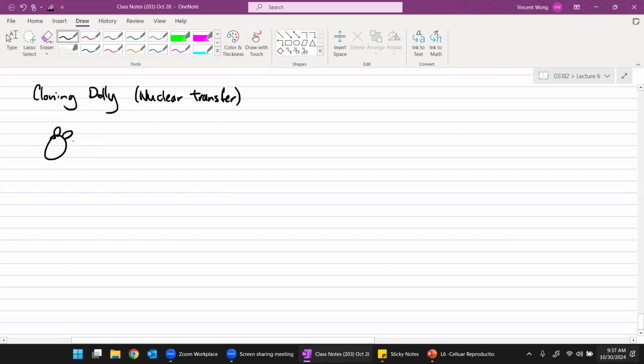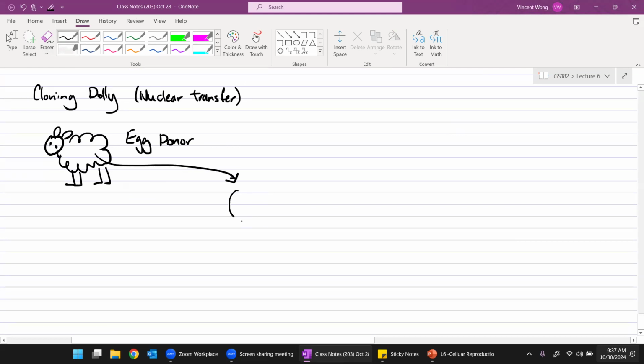So we have a sheep right here. Actually, I don't think it was too happy to be in the experiment. Okay, there we go. This is the egg donor. They're going to take an egg.